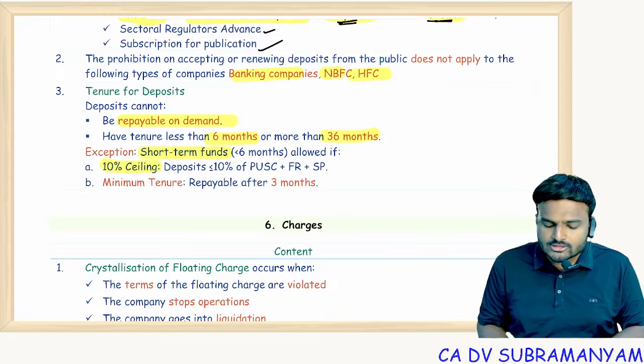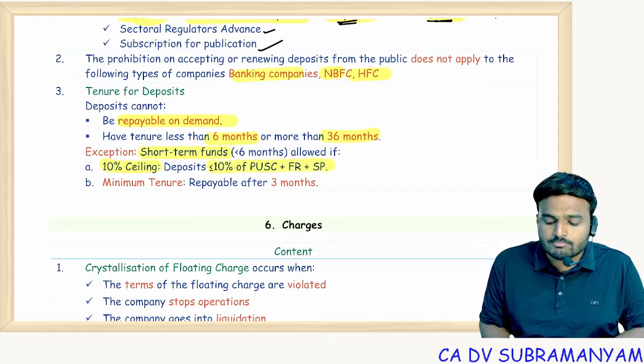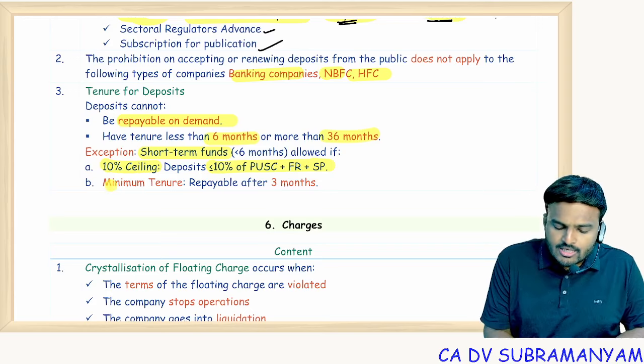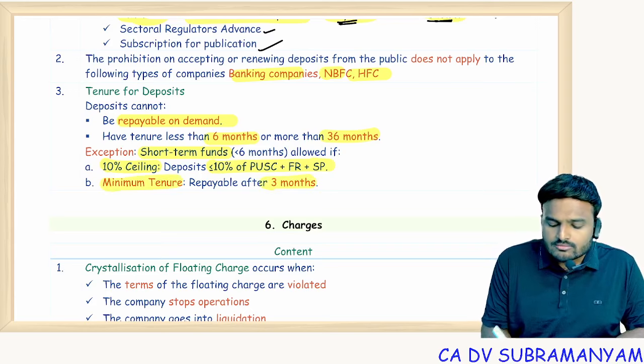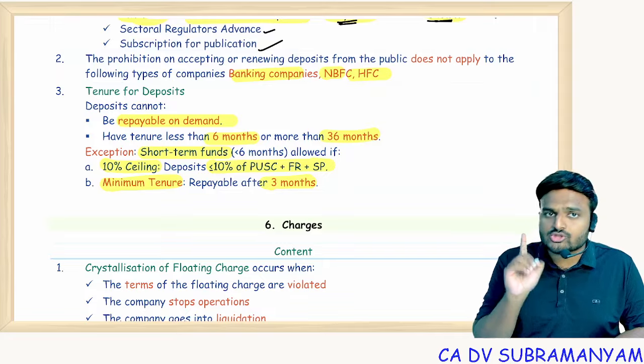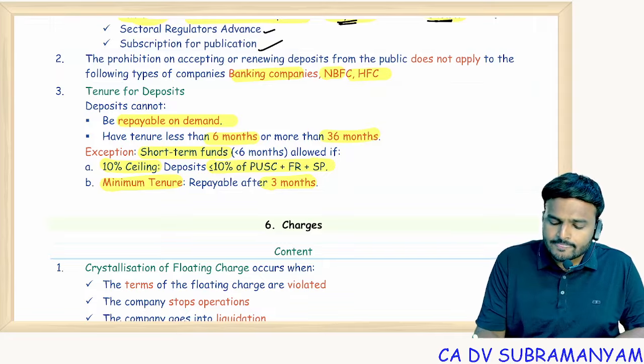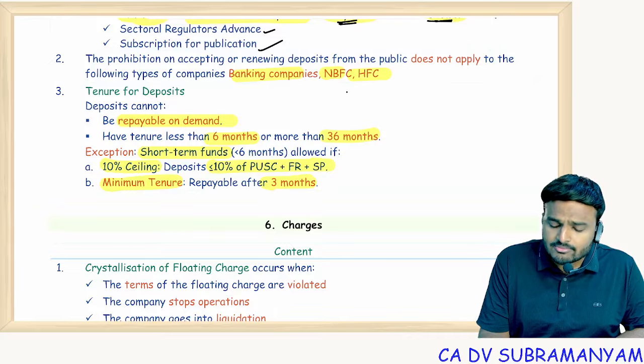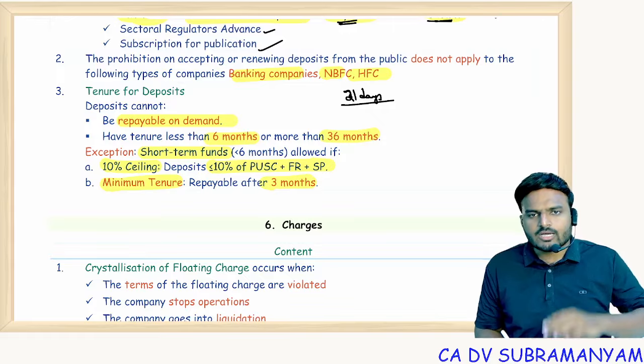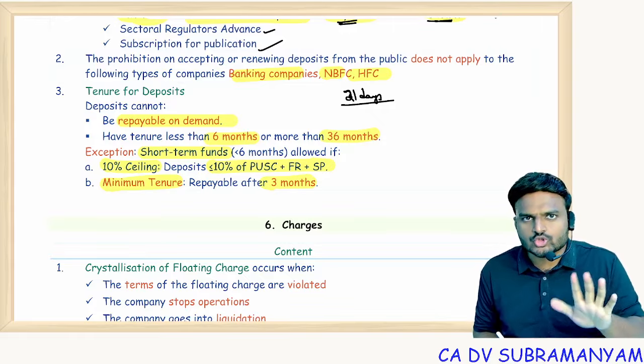That means deposits shall not exceed 10% of the paid up share capital plus free reserves plus securities premium, and the shortest duration not less than 3 months. Minimum 3 months should be there. And in the deposits chapter, another time limit is within 21 days of receipt of money. Yes, deposit receipt should be issued.